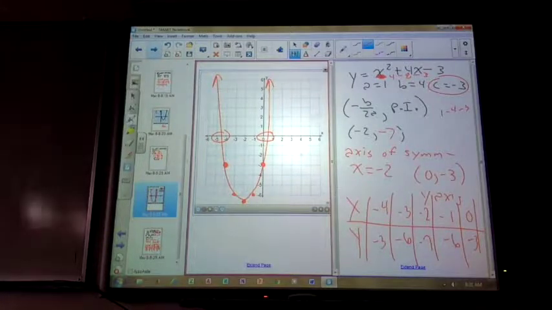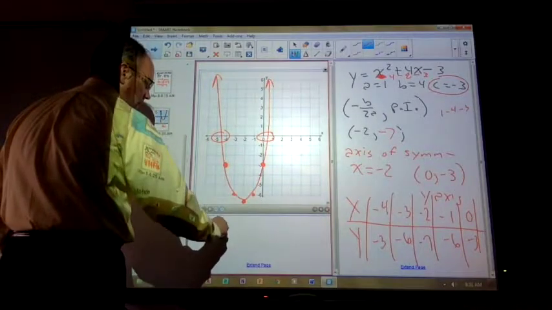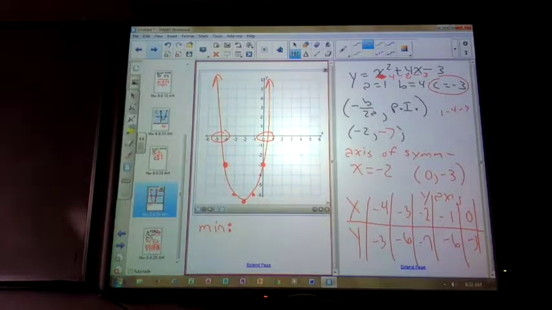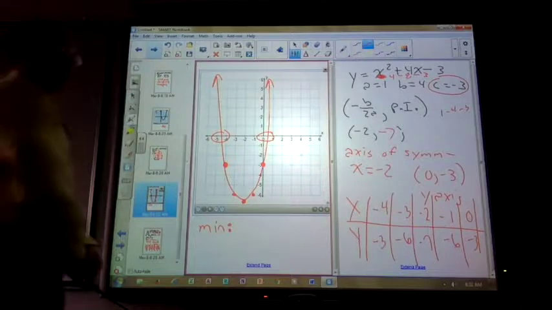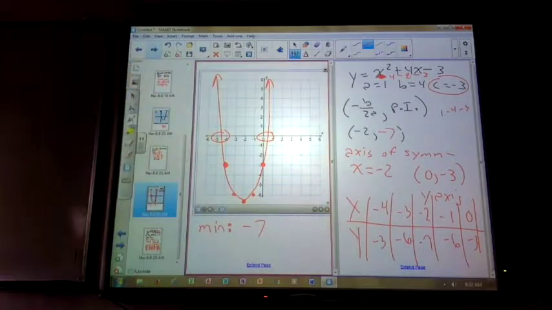So, answering questions. Axis of symmetry, we have max or min value. Oh, I think we could do the max or min value. Is it a minimum value or a maximum value that I have up there? It's a minimum. So we have a minimum value. The minimum value happens to go with my vertex, but what part of my vertex does it go with? X or Y? Goes with Y. What's my Y value of my vertex? So there's my minimum value.